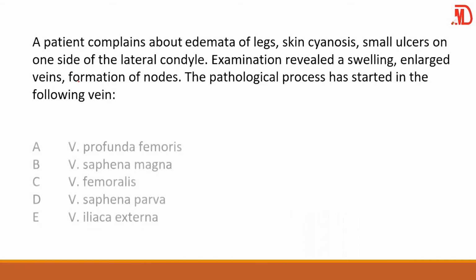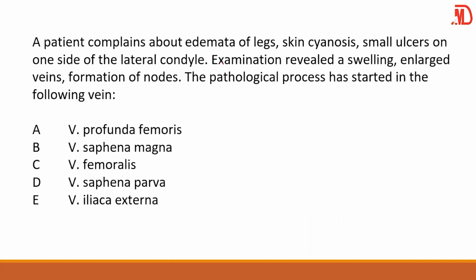A patient complains about edema of the legs, cyanosis, small ulcers on one side of the lateral epicondyle. Examination revealed swelling, enlarged veins, and formation of nodes. The pathological process has started in which vein? What are they referring to?